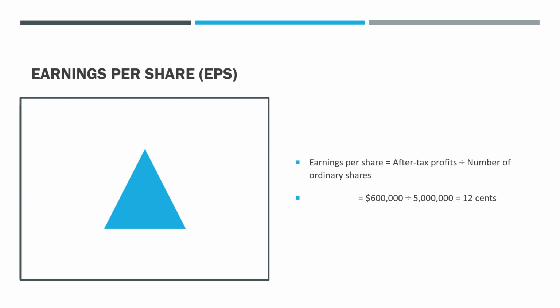Secondly, we need to calculate the earnings per share. That is calculated by dividing after tax profits or earnings by number of ordinary shares or common stock. From the question, we know that after tax profits are $600,000 and the number of ordinary shares is 5 million. So earnings per share is equal to $600,000 divided by 5 million. And this gives us a value of 12 cents as earnings per share or EPS.